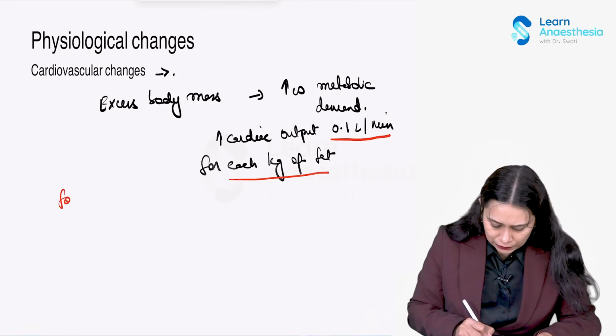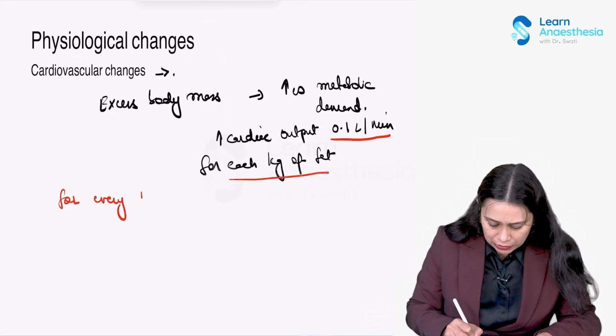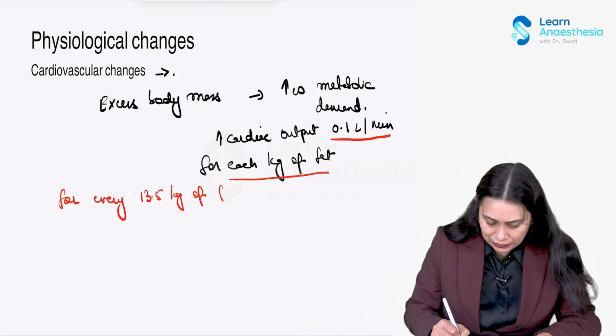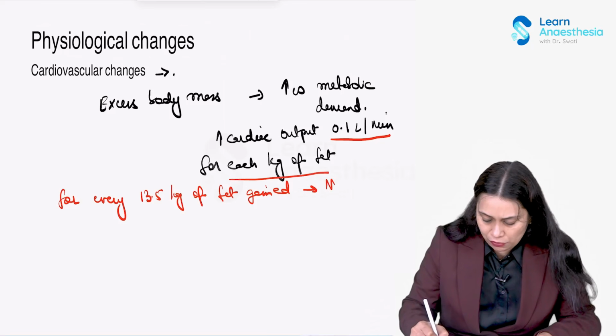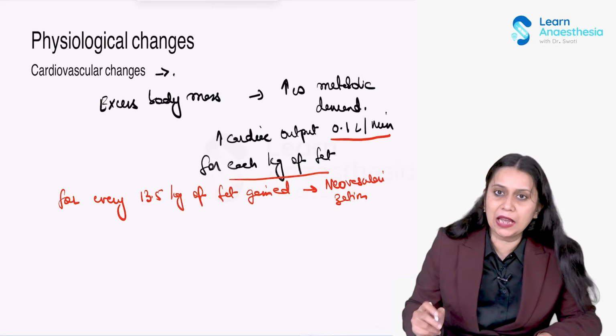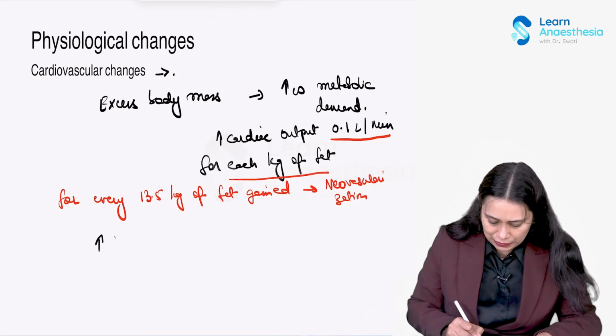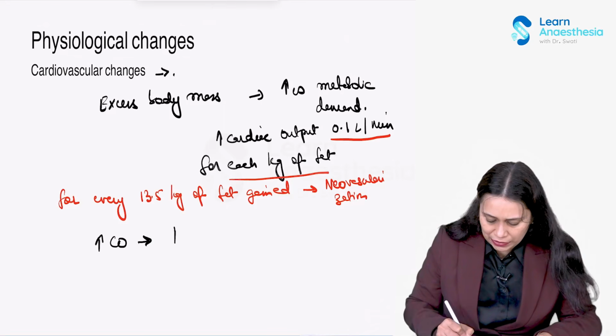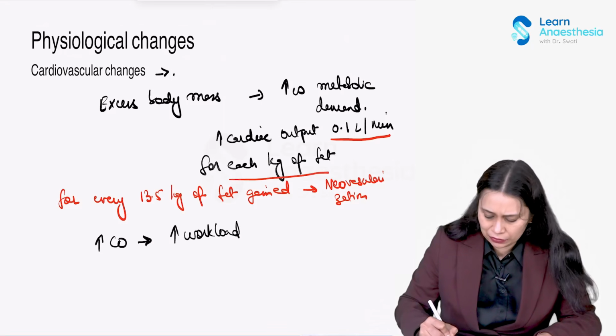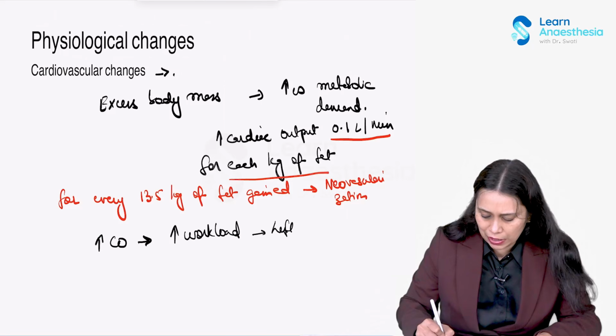So, for every 13.5 kg of fat gained, this would lead to neovascularization. This increase in cardiac output would increase the workload of the heart. So, workload will increase, leading to left ventricular hypertrophy.